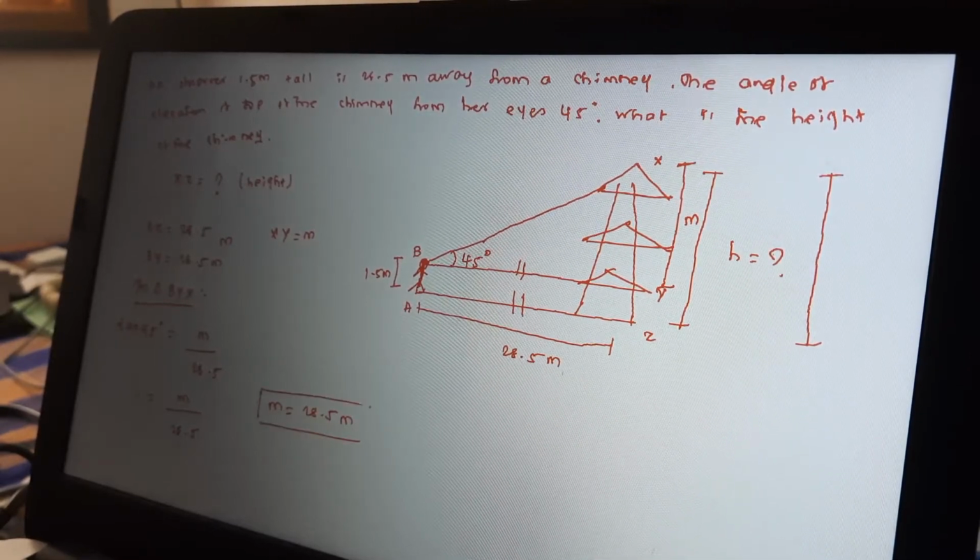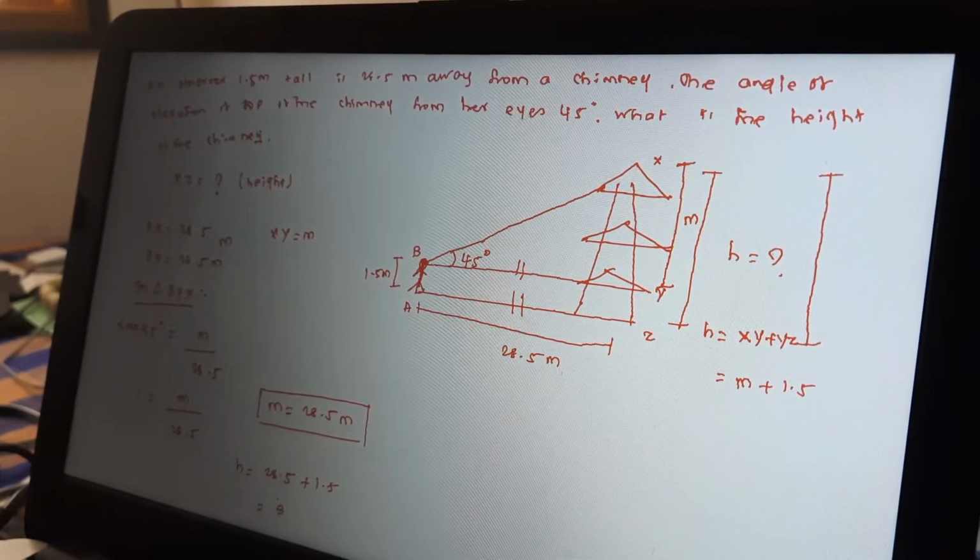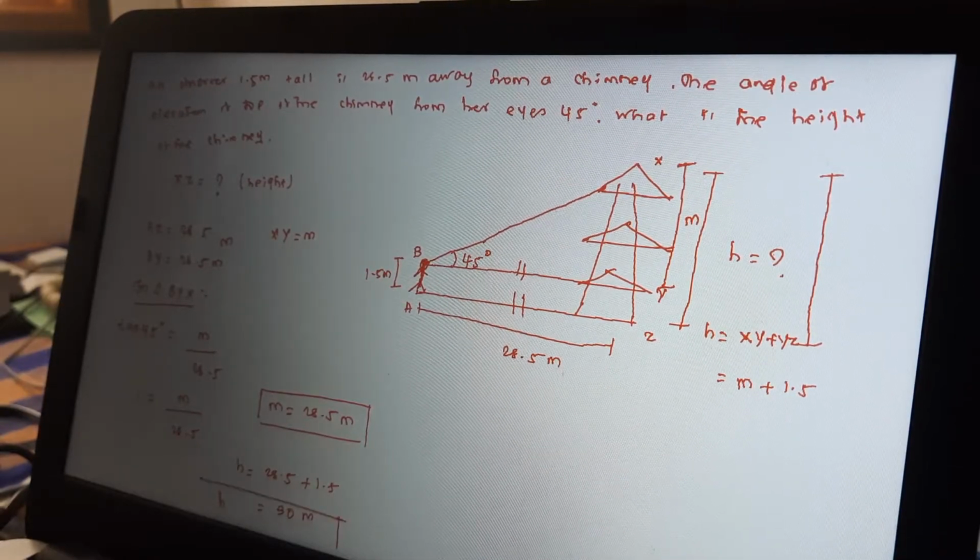And they are asking you to find the height of the chimney. The height of the chimney H is equal to XY plus YZ. Your XY value is m, and your YZ value is the height of the girl, which is 1.5 meter. So H is equal to 28.5 plus 1.5, which is 30 meters. So the height of the chimney is equal to 30 meters.